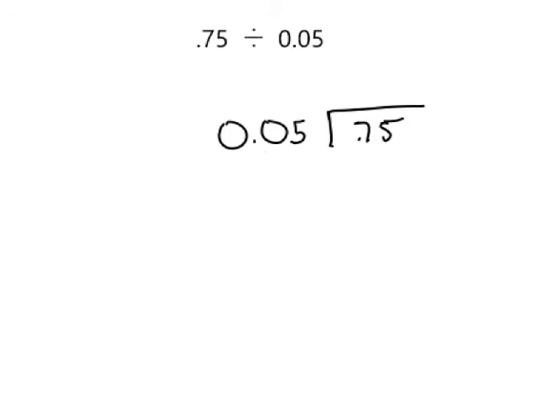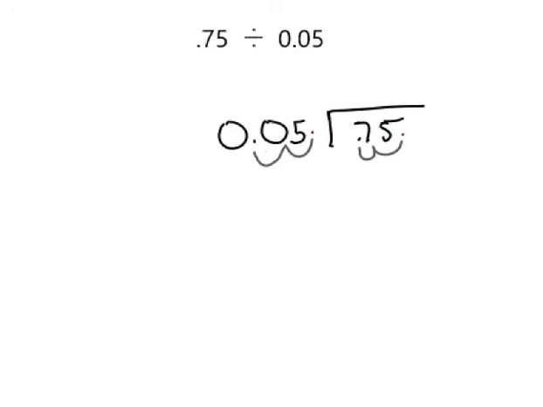So let's count the steps. 1, 2. 2 steps to the right, and the decimal point is now at the right end of this number. Now remember, because we moved the decimal point 2 steps to the right, we must also move the decimal point 2 steps to the right for 0.75 as well.